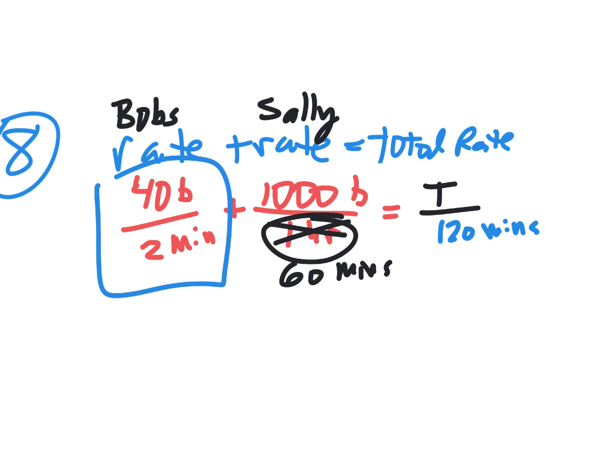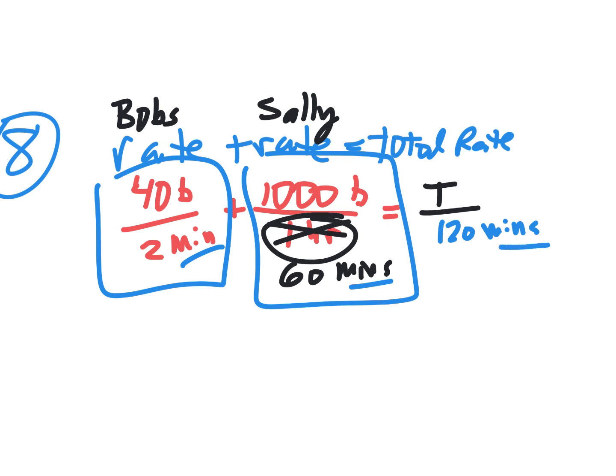Make sure you keep the units the same. If they're going to use minutes here, you've got to use minutes there, and you've got to use minutes there. And then you put the variable only in the spot that you don't know. I don't know what their rate would be for 120 minutes. All right, so that's a typical way to do number 8.